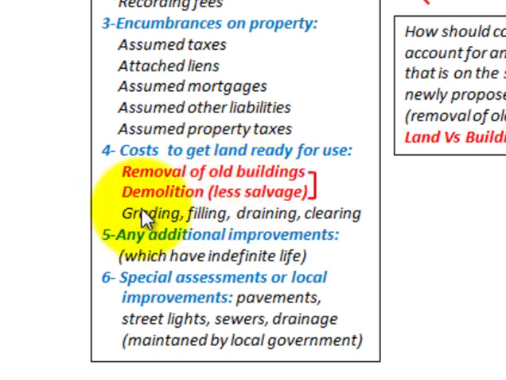Other costs would be our grading, filling, draining, and clearing. And then five, any additional improvements which have indefinite life. And then six, special assessments or local improvements such as pavements, that would be the roads or highways in front of it, street lights, sewers, and drainage. They have indefinite life because they're maintained by the local government.